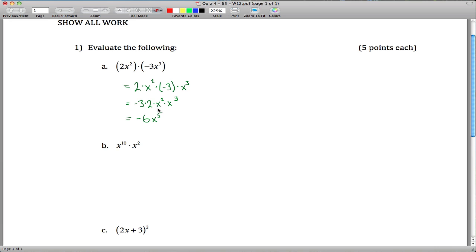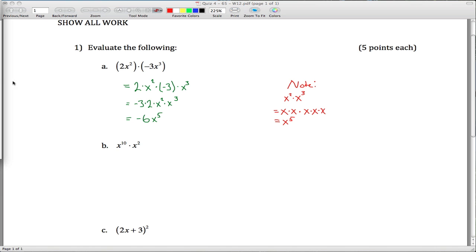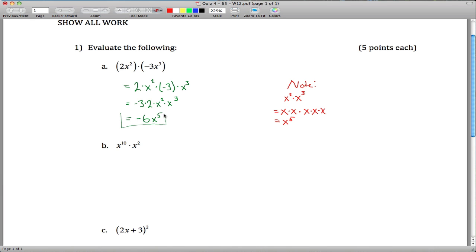If you're not sure why that is, maybe note that x squared times x cubed is really just x times x, that's the x squared, times x times x times x, that's the x cubed. So what I wrote there was x 5 times, so it's x to the 5th. Okay, so right over here is your solution. Maybe I'll throw a box around that and move on to part B.